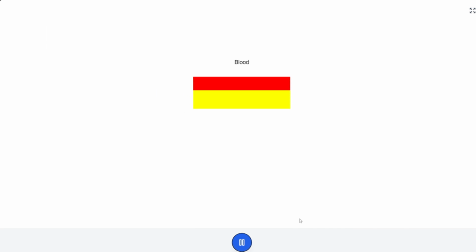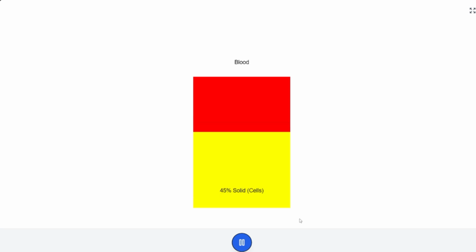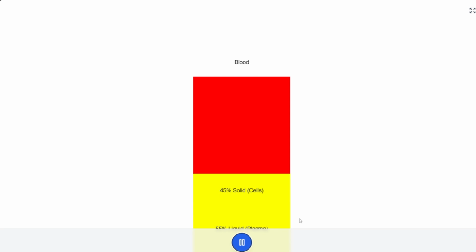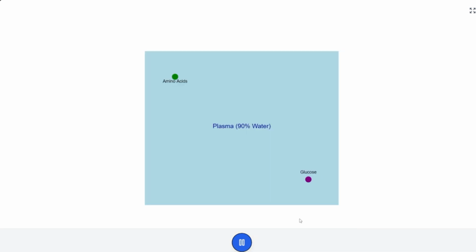The third element is blood itself. This vital fluid tissue transports nutrients, gases, metabolic wastes, and other substances throughout the body. Blood is composed of 45% solid parts and 55% liquid plasma. The liquid plasma is mostly 90% water, with the remaining 10% being dissolved substances like amino acids and glucose.